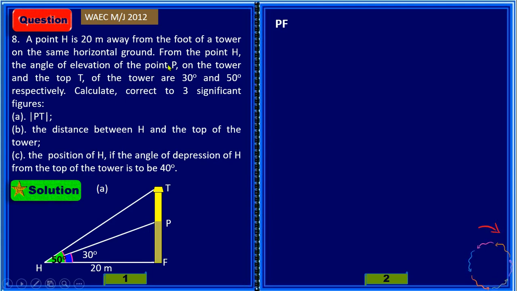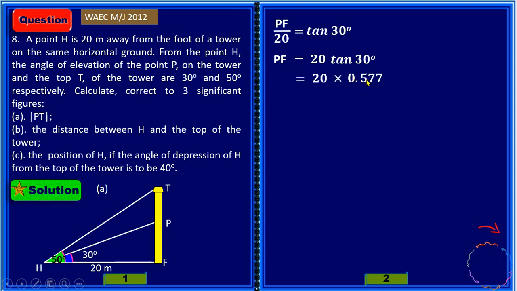So PF over 20 is equal to tan 30 degrees. So we are going to cross multiply. So PF is equal to 20 tan 30 degrees. So PF will be equal to 20 times tan 30, which is 0.5774. Use calculator, we multiply this. So PF is equal to 11.548 centimeters.